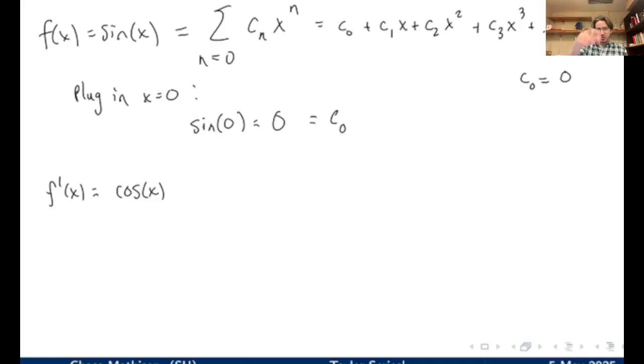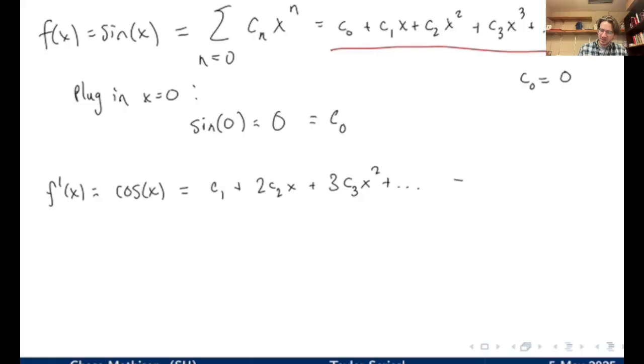Okay, so I take the derivative on the left, I get cosine of x. When I take the derivative on the right of the power series, what do I get? Let's differentiate this stuff term by term. I get, well, the derivative of c1x is c1, the derivative with respect to x. The derivative of c2x squared is 2c2x. Derivative of c3 x cubed is 3c3x squared, and so on and so on. And this is like the sum n equals 1 to infinity of n times cn times x to the n minus 1, right?